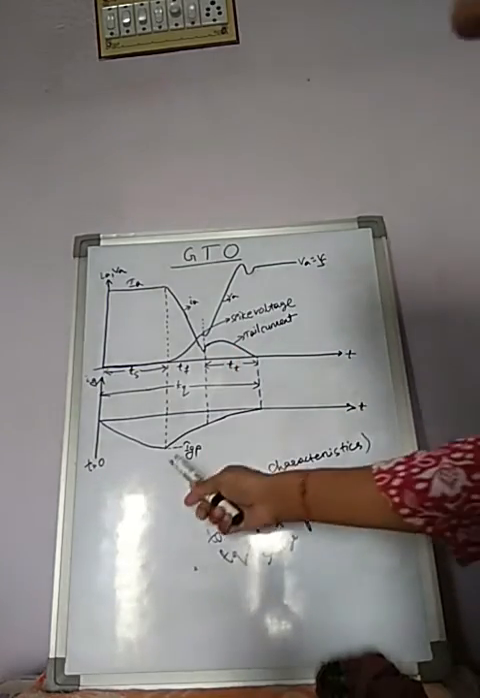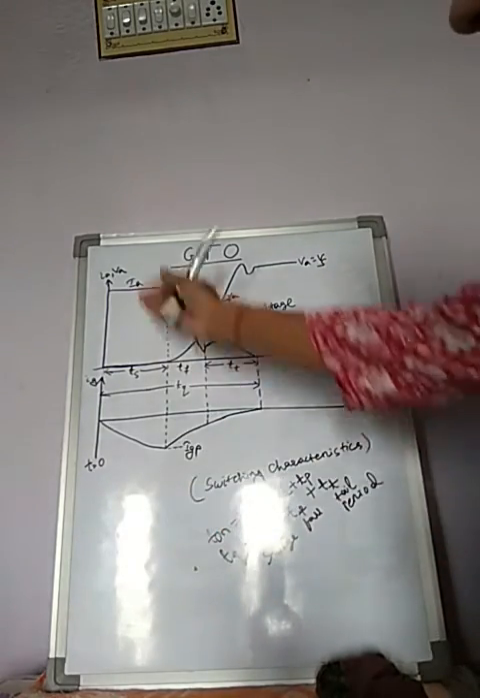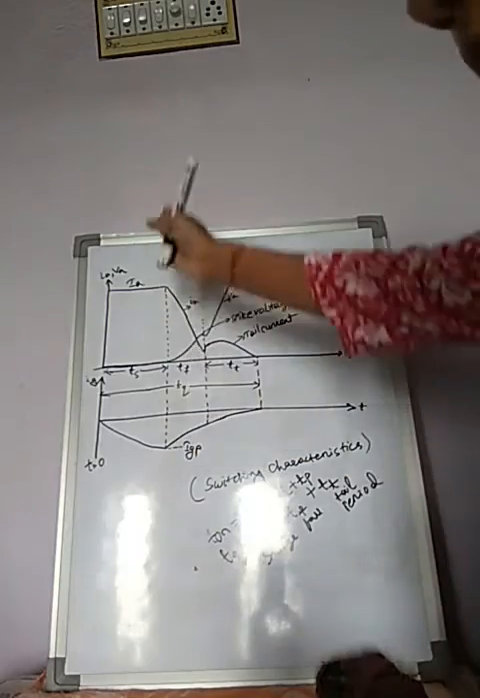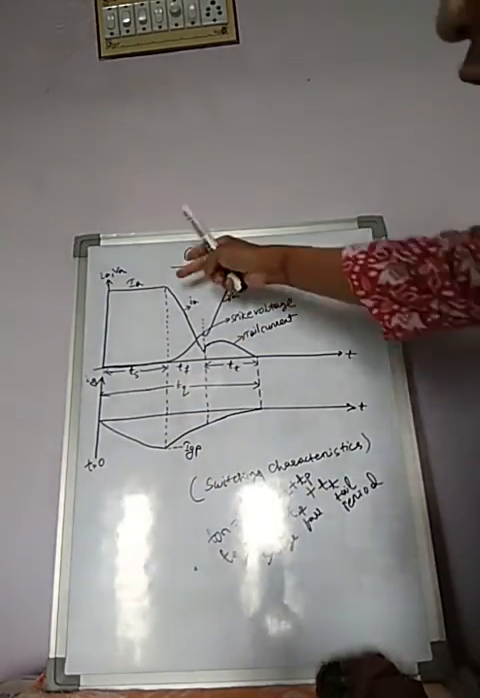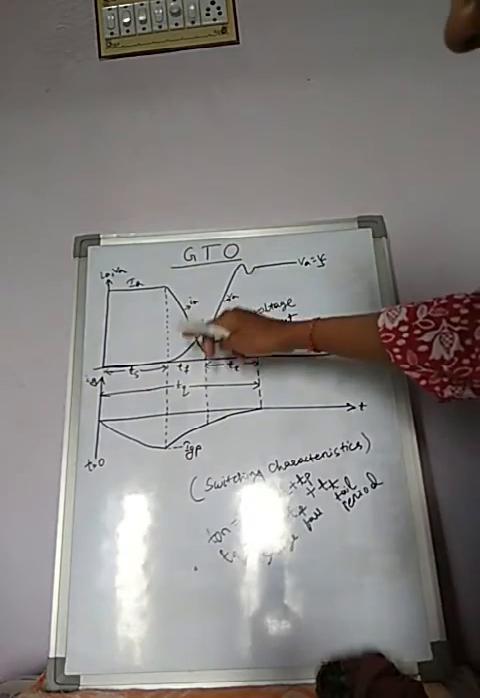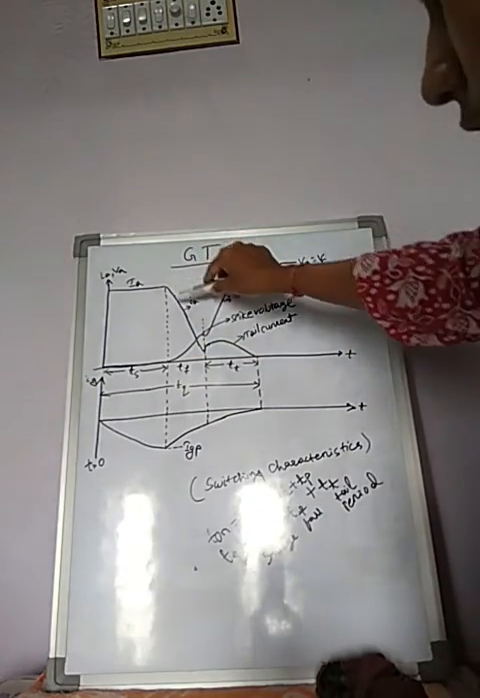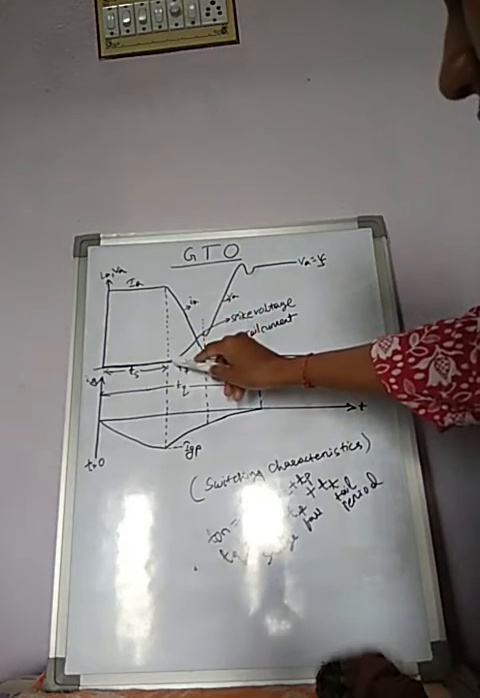Termination of the storage period, that is, at the ending of this storage period, is indicated by a fall in anode current and a rise in anode voltage. See here, anode current falls and anode voltage rises.